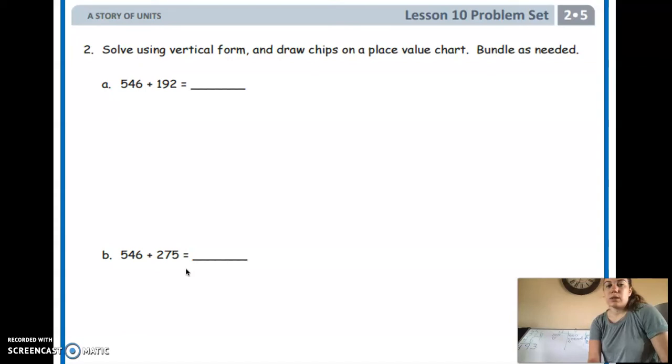Number 2, you have to make your own place value chart. So part A is 546 plus 192. You have to draw your 100s, 10s, and 1s columns. And part B is 546 plus 275. And you have to draw your 100s, 10s, and 1s columns and put them both into vertical form.